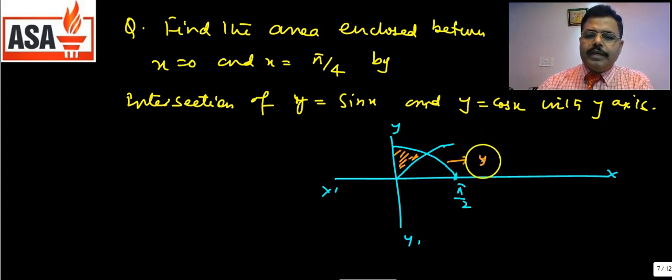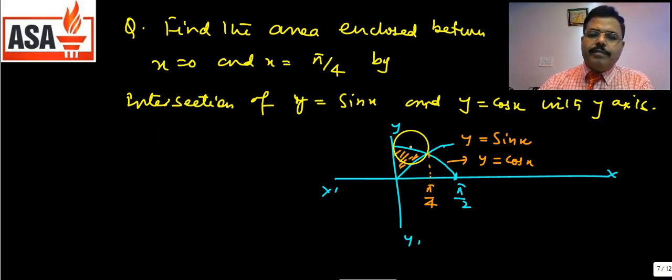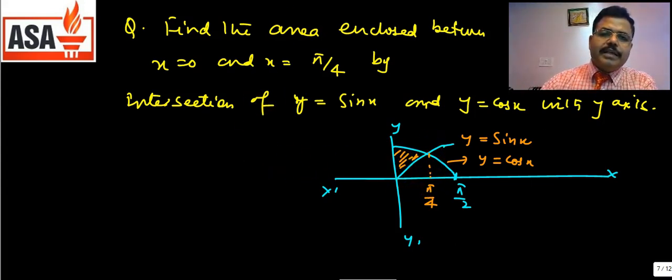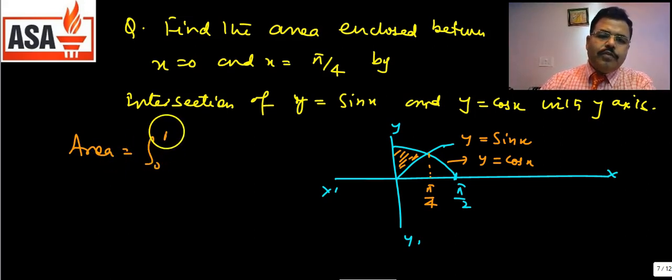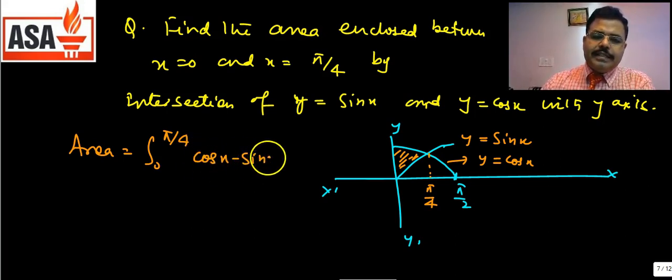This is the graph of y is equal to cos x, this is the graph of y is equal to sin x, and the point of intersection is pi by 4. To answer this question, which is the upper curve? Cos x. Which is the lower one? Sin x. So we take cos x, the whole of it, and subtract sin x from it. So area is equal to the integral from 0 to pi by 4 of cos x minus sin x dx.